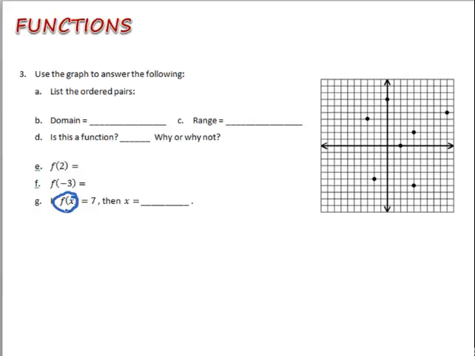Now remember, f of x equals 7 just means what is x when y equals 7. So find the ordered pair that has 7 for y, okay? So give this a try, see if you can go through and do it, and then I'll give you an explanation. We'll start the video when you're done.